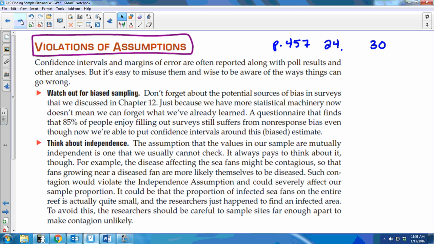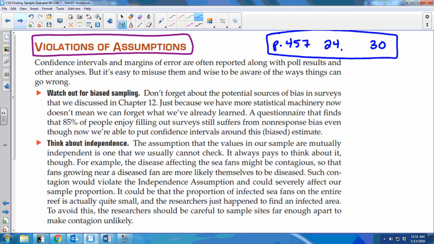Then here's your homework and classwork. You have plenty of time. Page 457, 24 and 30. One of them is just another confidence interval to practice. 30 is more with this margin of error stuff to practice. And then I'm giving you practice quizzes.